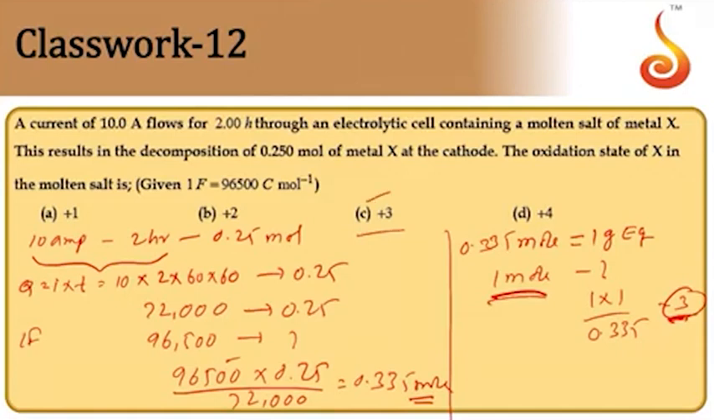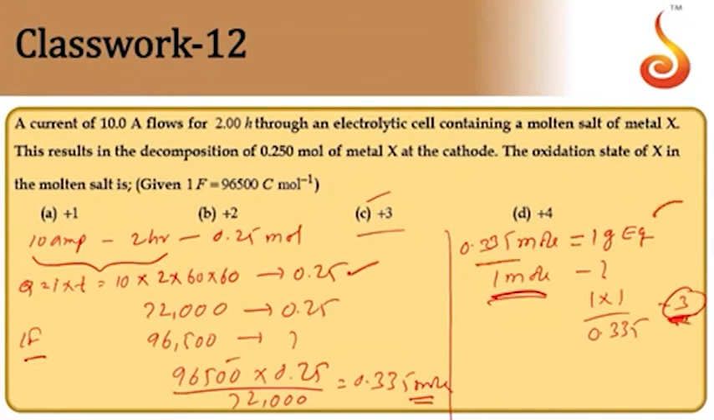So they have given us 10 amperes, 2 hours. We found out the quantity of charge. So this much charge deposits 0.25 moles. Therefore 1 Faraday deposits how much? We got the value 0.335 moles. So 1 Faraday always deposits 1 gram equivalent. Therefore 0.335 mole is equal to 1 gram equivalent. 1 mole is how many gram equivalents?